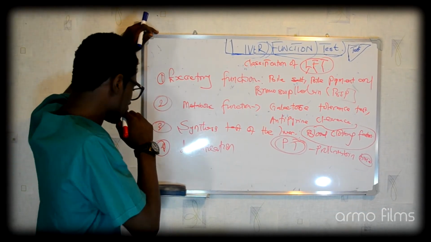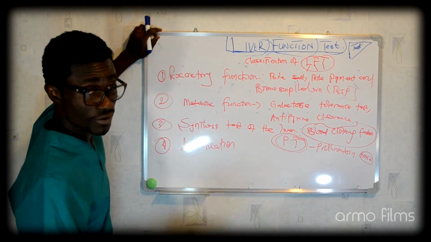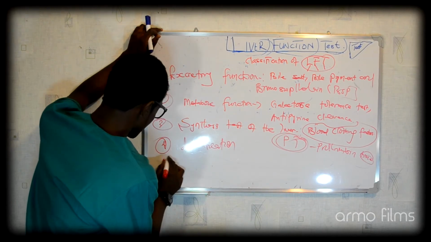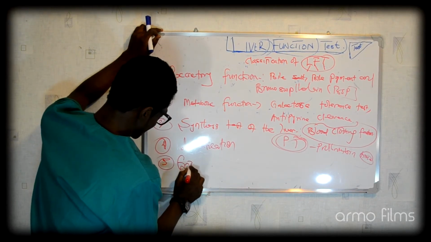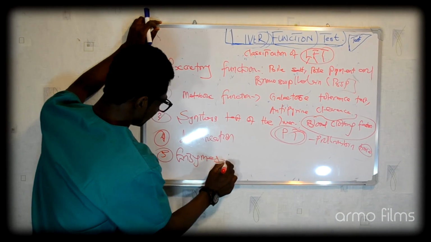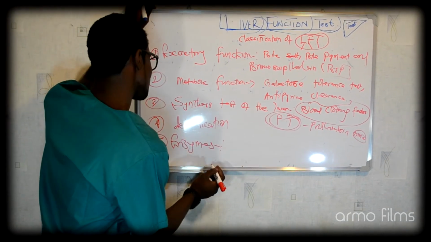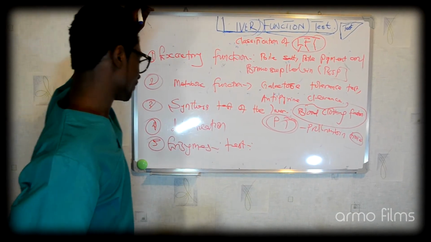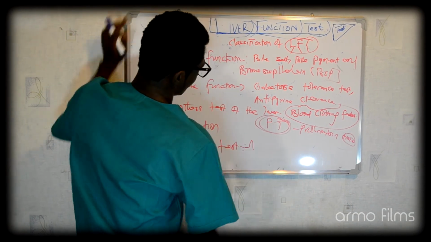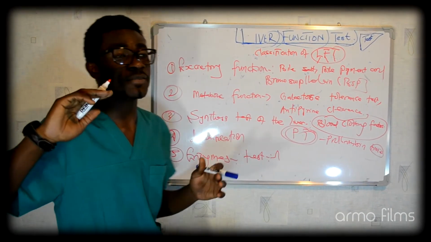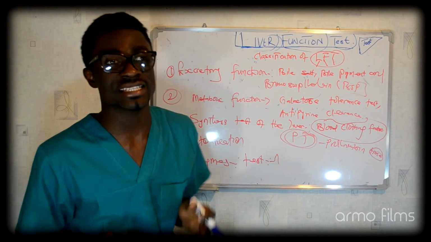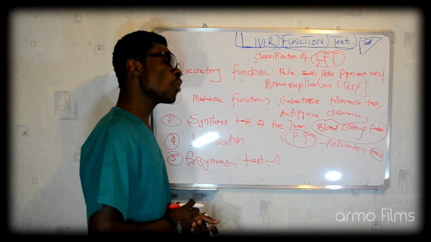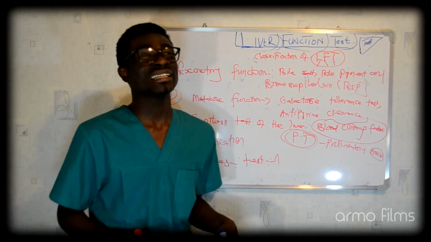All right. And the fifth one, which is a very important one, in fact, it's supposed to be the first one that you should go for, is the enzyme tests. In the enzyme test, what do you determine? There are specific enzymes which are synthesized in the liver and only in the liver. So normally, if the liver is affected, it's going to spit out these enzymes.